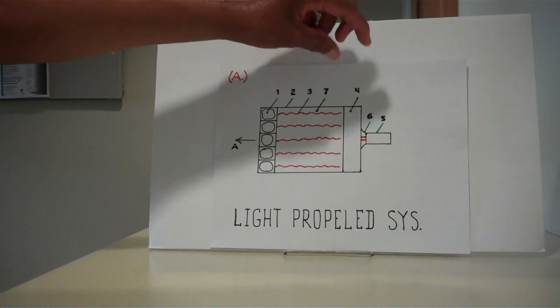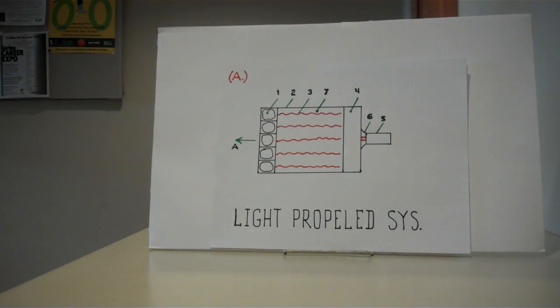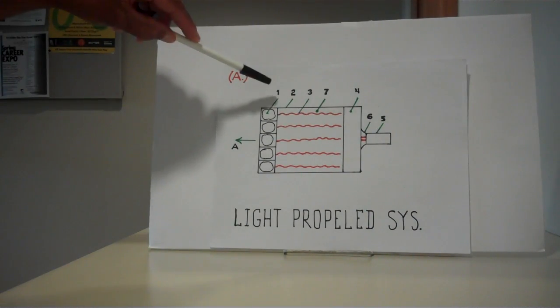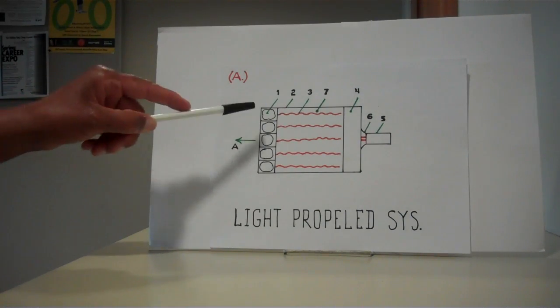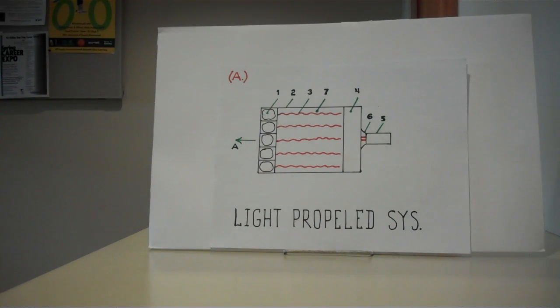This here is illustration A. This is a side view of a small-scale example of such a propulsion system. Number one here are graphene sponge spheres, or GSSs, about the size of small pearl beads. There are 25 of them making up the front part of the system.